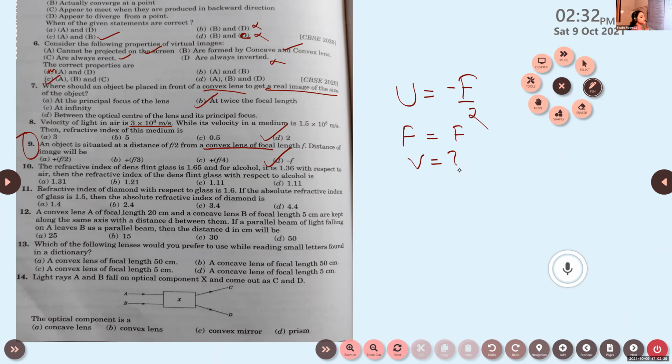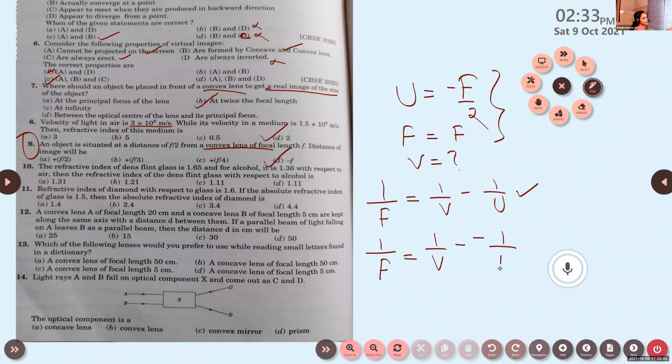So for that, here we are using the lens formula. According to the lens formula, we know that 1 by f is equal to 1 by v minus 1 by u. Then we just substitute all these values into this general equation. So it becomes 1 by f is equal to 1 by v, we don't know the value of v, minus object distance. Object distance is minus f by 2. So again, minus 1 by f by 2.